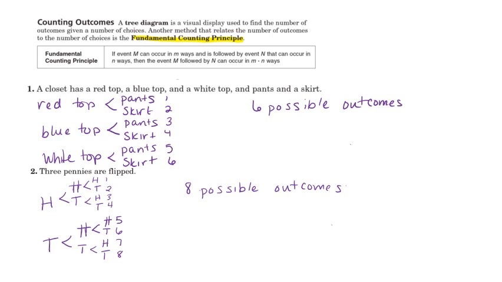So you can use what's called the counting principle, where you count the number of possibilities of one set and the other, and then you multiply it together.